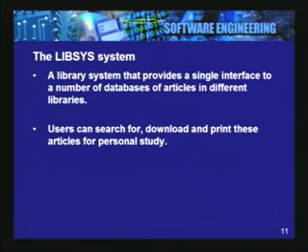So we're going to move on here, and here is an example of functional requirements or user requirements actually for a library system that provides a single interface to a large number of databases which can contain articles from different libraries. And the users can essentially search for different articles, and they can search for it based on different parameters, authors, the title of the article, the area or the topic on which the article is written, and so on. They can download these articles and print them for personal use.